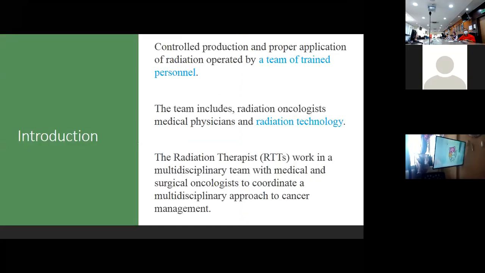Okay, control production and proper application of radiation offered by a team of trained personnel. So the team include radiation oncologist, medical physician, and radiation technology. So radiation technologies ni ada certain country dia akan menggunakan term radiation technology, tapi dekat Malaysia kita guna radiation therapy therapist (RTT). So RTT ni work in a multidisciplinary team in medical and surgical oncologists to coordinate a multidisciplinary approach to cancer management.